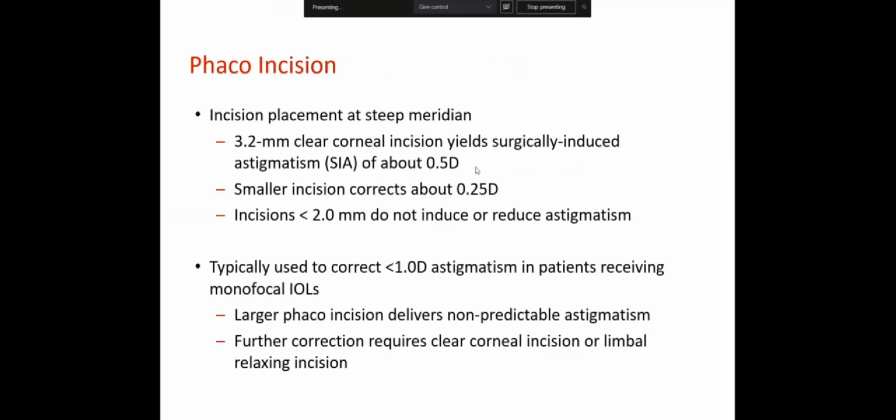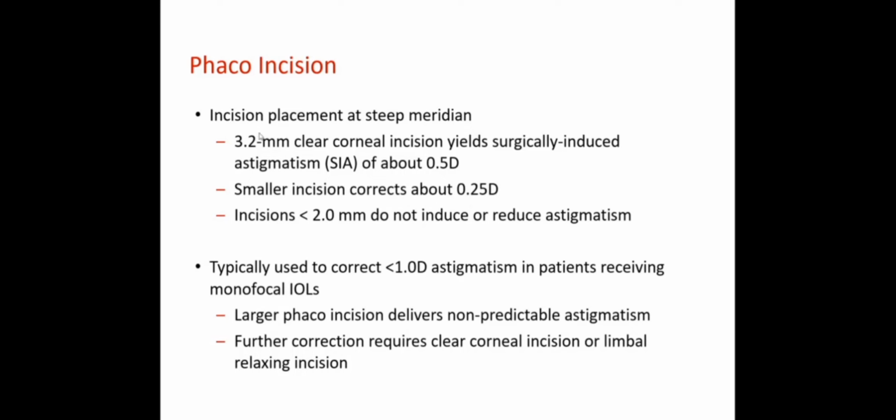Right, so phaco incisions correct about 0.5 diopters of astigmatism, but that's for a 3.2 millimeter incision. Smaller incisions correct about 0.25. So nowadays I see that most surgeons are selecting this value because their incisions are usually about 2.2 or 2.4 millimeters. So the smaller incisions actually induce much less astigmatism, right?